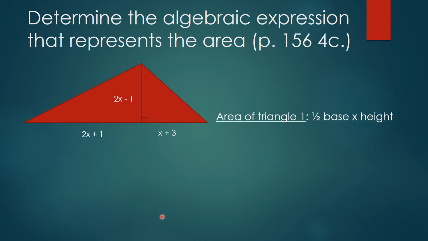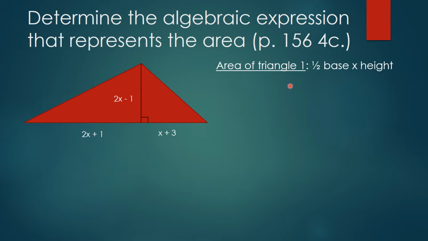You have one small triangle here, and a small triangle here. So let's look at the area of triangle 1, and that is this triangle right here. Again, use the formula, 1/2 times the base times the height. Base is 2x plus 1, 2x minus 1 is the height, times 1/2. You have a binomial times a binomial, so you have to multiply through.